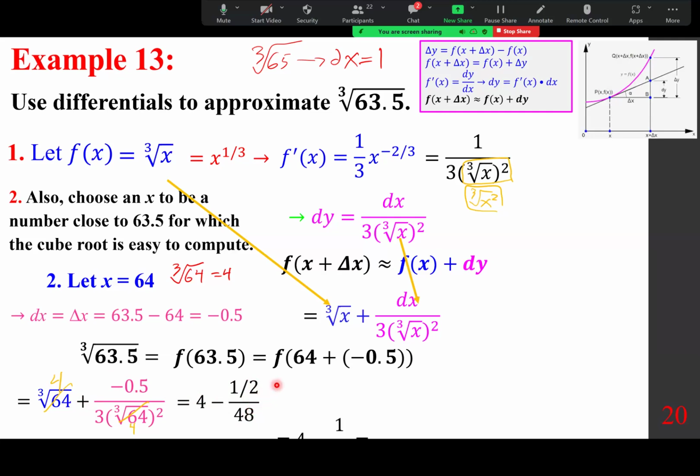So 4 minus 1/96. And if I want to write it as a fraction, I hope you recognize you should be able to do this in your head. This is the fraction 395/96 precisely. This is the approximation using a calculator.